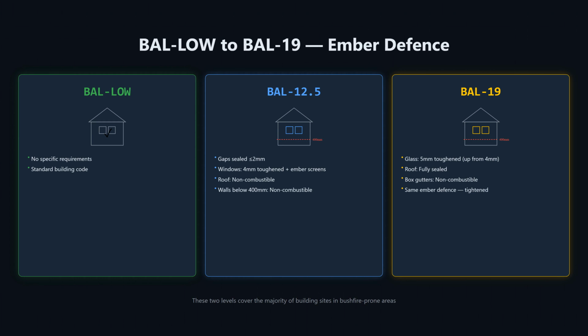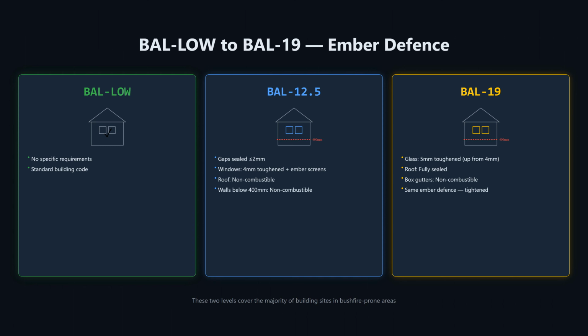All gaps must be sealed to 2 millimeters maximum. Windows need 4 millimeter toughened glass with ember screens on every openable window. Your roof must be non-combustible. Below 400 millimeters from ground level, walls need non-combustible materials: brick, concrete, or cement sheet. The cost impact at this level is modest. You're mainly paying for gap sealing and ember screens.